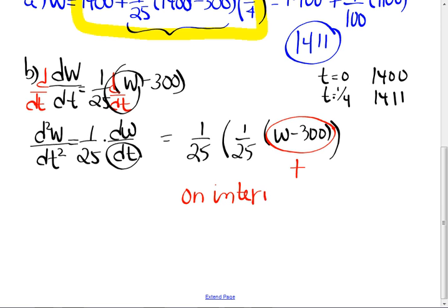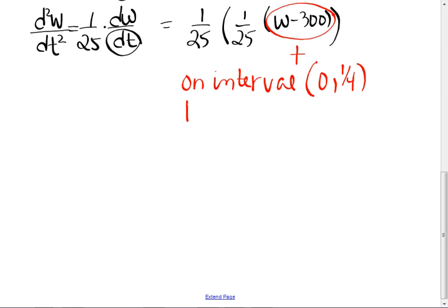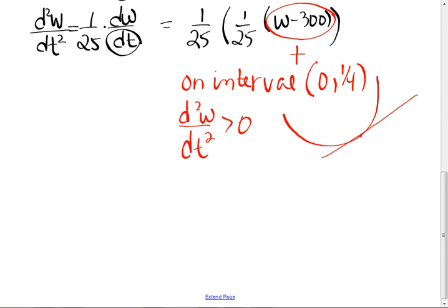So on the interval, and they really wanted to see that, I got my first point, but to get the second point, on the interval between 0 and 1/4, the second derivative is positive. Now remember, you are convincing the reader. So I'm going to say, well, yeah, I said it's positive. What does that tell me? Then my function is what? Concave up, and it's increasing. So where's the tangent line? Tangent line is below.